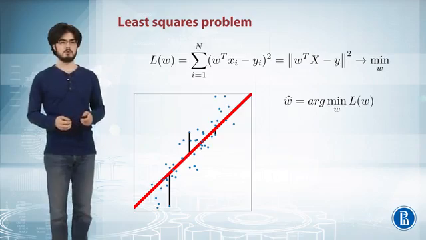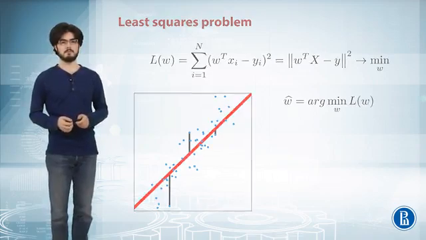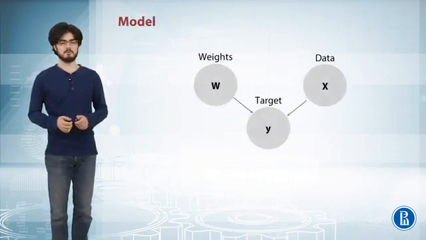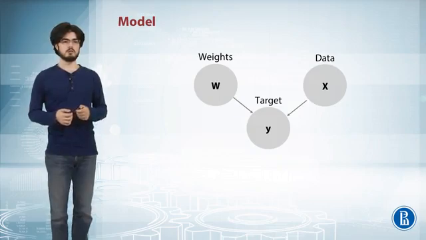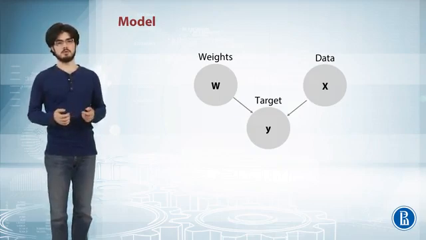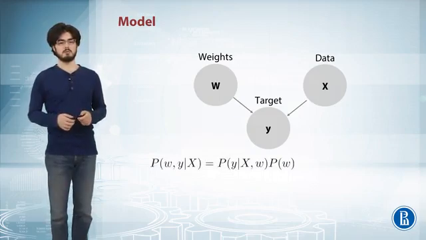Let's see how this model works from the Bayesian perspective. Here is our model. We have 3 random variables, the weights, the data, and the target. We're actually not interested in modeling the data, so we can write down the joint probability of the weights and the target given the data. This would be given by the following formula. It would be the probability of target given the weights and the data, and the probability of the weights.